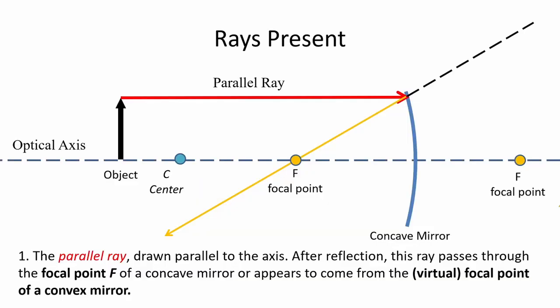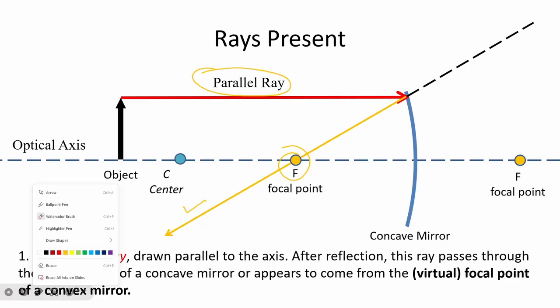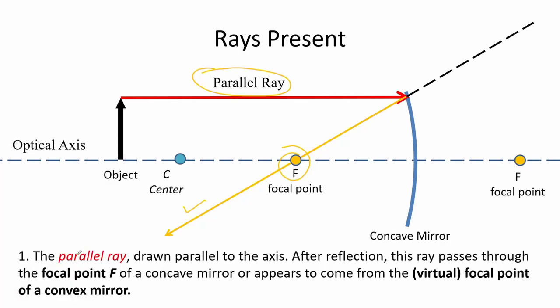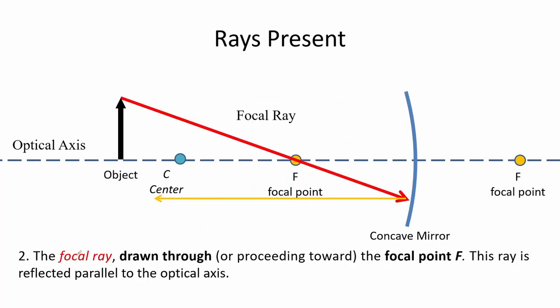Let us look at some of the rays that are present during reflection. First we have the parallel ray shown on the figure. The parallel rays are drawn parallel to the optical axis. After reflection, this ray passes through the focal point F of the concave mirror. The focal ray is drawn proceeding toward the focal point and it is reflected parallel to the optical axis.